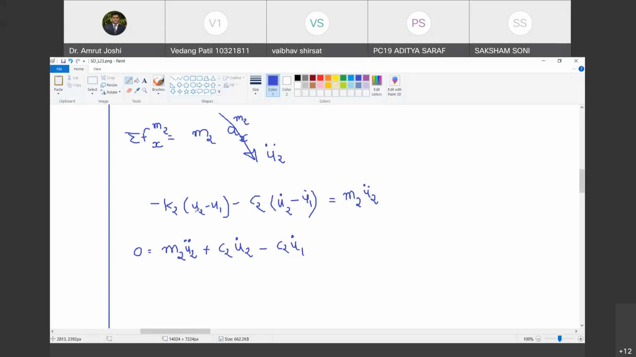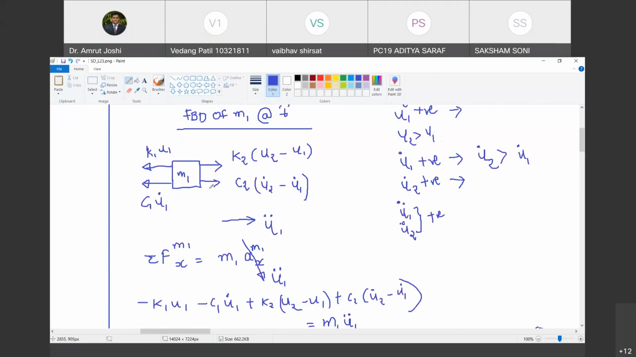Now similarly minus k2 into u2. On right hand side it goes and becomes positive. So we have the term plus k2 u2, sorry. And then minus k2 u1. Happy? Yes. This is our equation number 2.